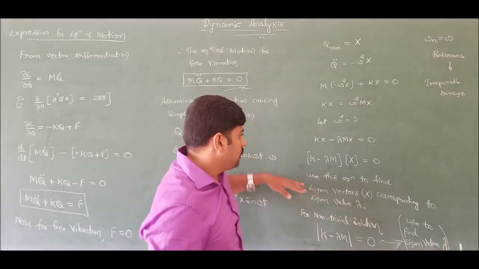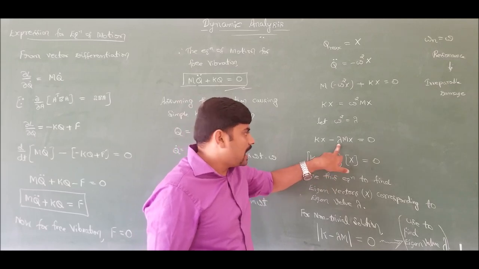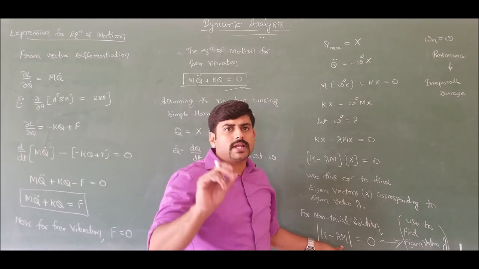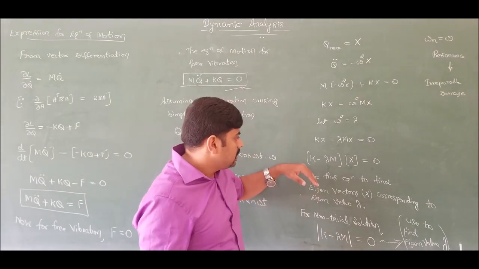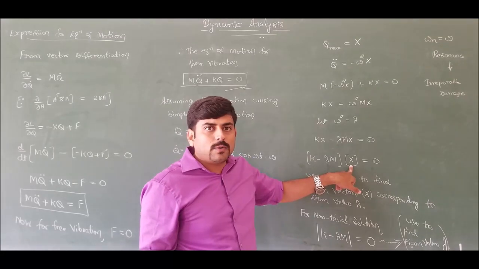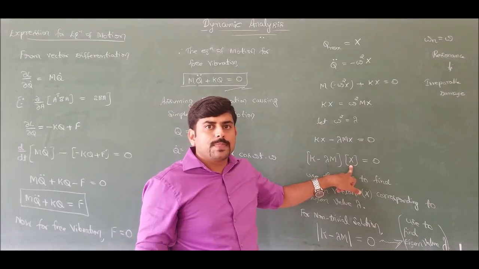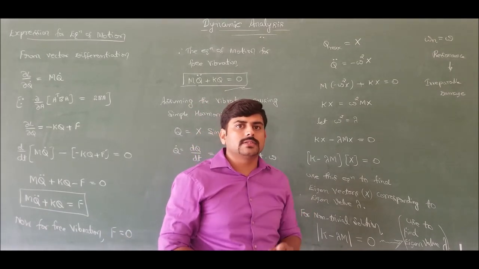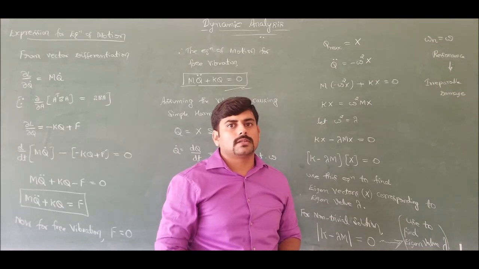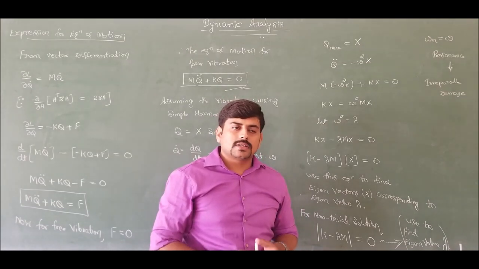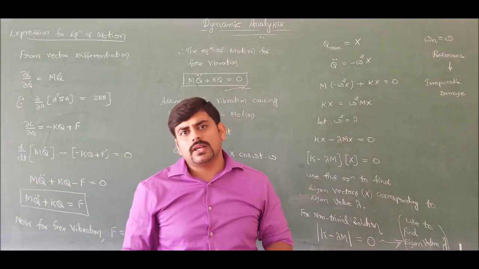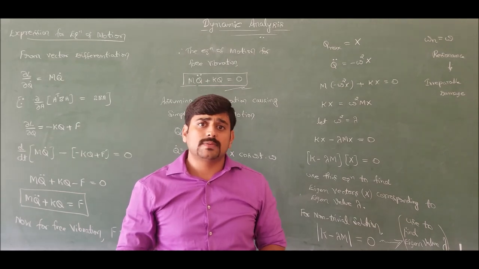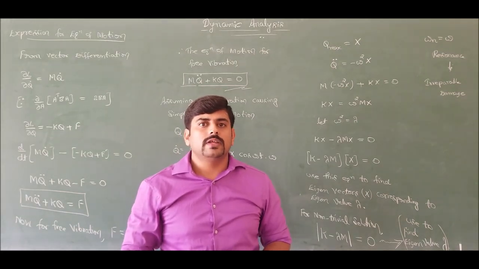In the same manner, if I determine the eigenvalue lambda, it will give us the intensity of vibration, that is the magnitude of vibration, whereas the eigenvector x corresponding to that eigenvalue will give us the direction of vibration. So eigenvector will give us the direction and eigenvalue will give us the intensity of vibration. So in this class we have discussed the significance of eigenvalue and eigenvector, why we are going to determine the natural frequency for the system, and also we have derived an expression for the equation of motion for free vibration.